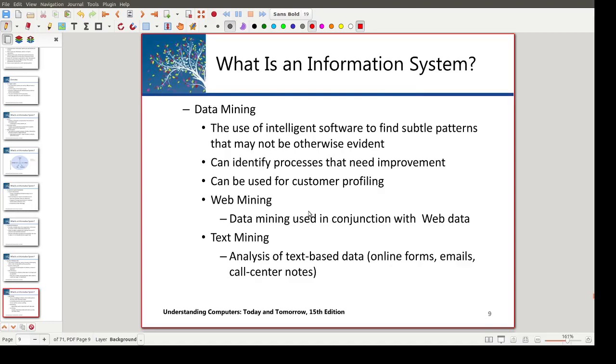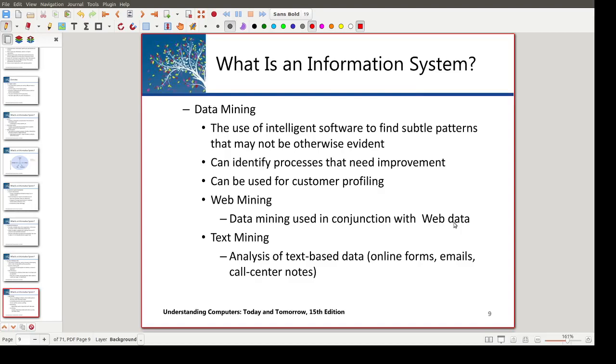Web mining is data mining, but it's not just for your organization or company. It might access web data for mining. It is not just mining your own data. It mines your data and also web data. For example, Twitter and Facebook are good sources for mining, to understand the patterns of people and what they like and what they do not like.